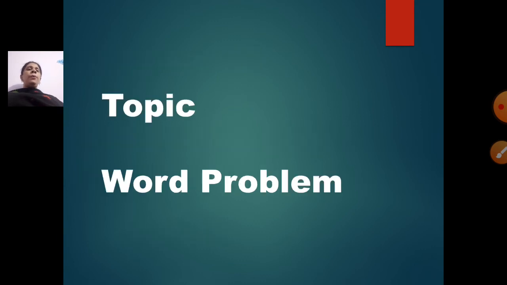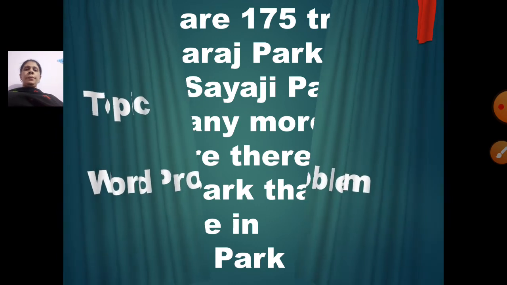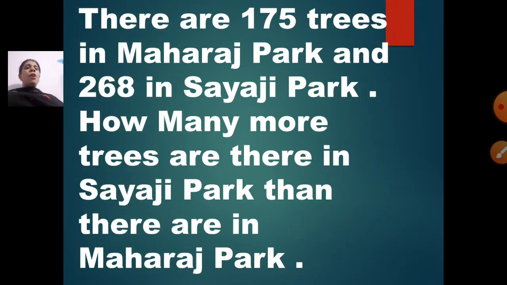Then what you will do, you will write topic as word problem. Don't write TOPIC topic, only just write, leave one line and write word problem, okay? Now you have written the word problem, then again leave one line. After writing word problem, leave one line and then write the first question. Okay, this is your first question.